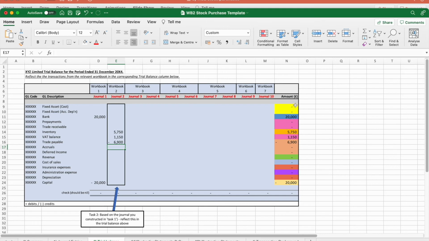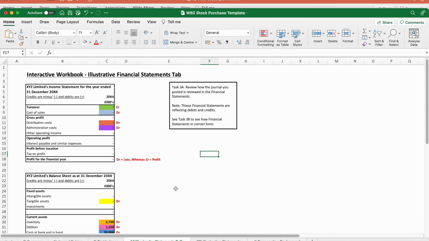So we now have our trial balance, which is updated automatically. So you have now completed task 2. Hopefully you were getting that, and if not, you should hopefully be able to follow along. So then task 3 is simply review the transactions in the financial statements.